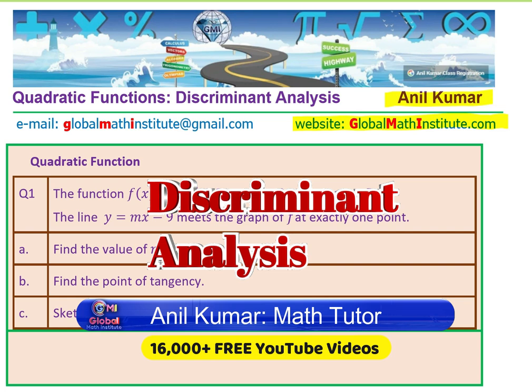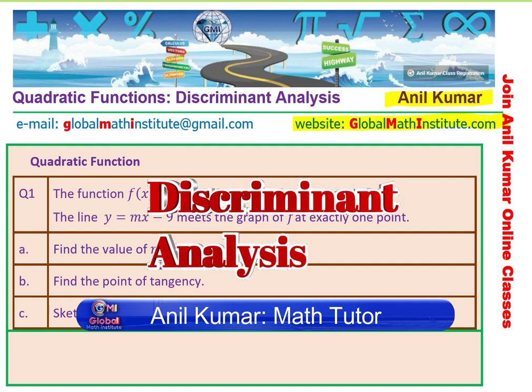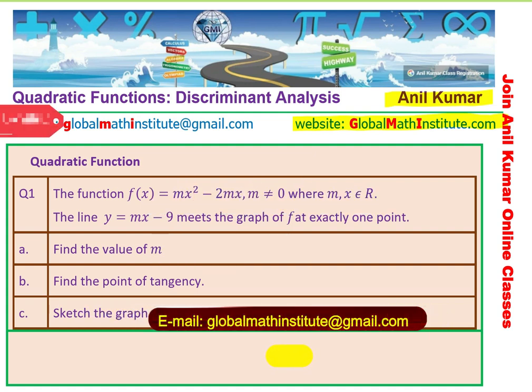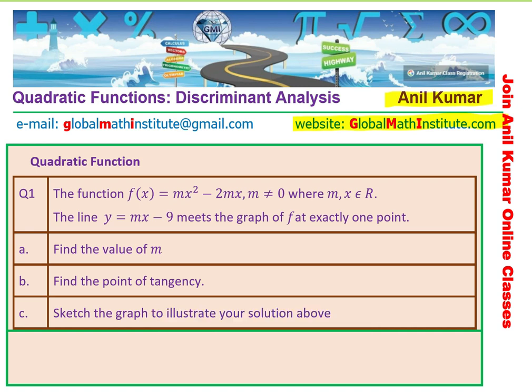In this video, we are going to analyze a discriminant to solve a quadratic relation. The question here is the function f of x equals mx squared minus 2mx, m not equal to 0, where m and x belong to the set of real numbers. The line y equals mx minus 9 meets the graph of f at exactly 1 point. Find the value of m, find the point of tangency, sketch the graph to illustrate your solution above.